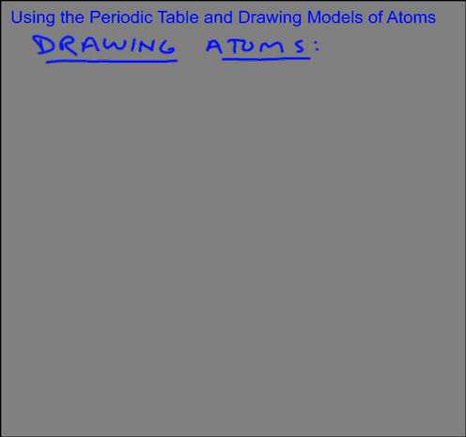Okay, let's draw some models of atoms like we will do in class. Now, there's 3 simple rules to remember when drawing atoms. First, the number of protons is going to equal the atomic number. And remember, that's how the periodic table is arranged, by the atomic number. The atomic number, or number of protons, is really what identifies an atom.